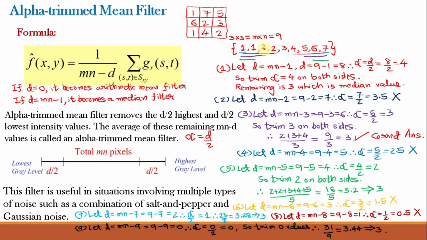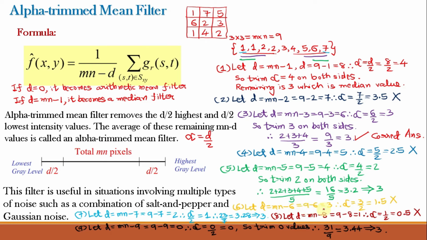Okay, so what will be remaining? 2 plus 2 plus 3 plus 4 plus 5. So 5 values divided by 5 will give you 16 by 5, which is equal to 3.2, which can be rounded off to 3. Okay, so again you will get 3 as your mid pixel value which needs to be replaced over here, right? Next, let us choose d is equal to mn minus 6.